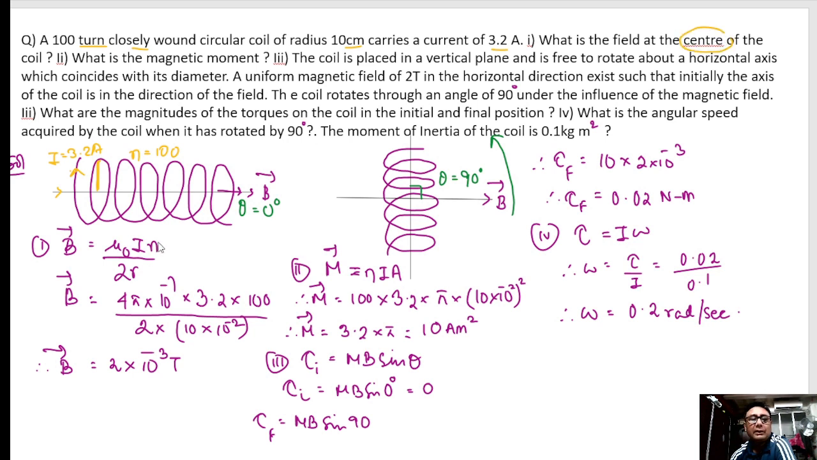We know at the center the formula is μ0 I by 2R, and because the number of turns is n, so into n. So putting the values, we get the magnetic field at the center. Magnetic moment is NIA. N is 100, I is given 3.2, and area is πr². Remember, this is a circle, so πr². So we calculate the magnetic moment.